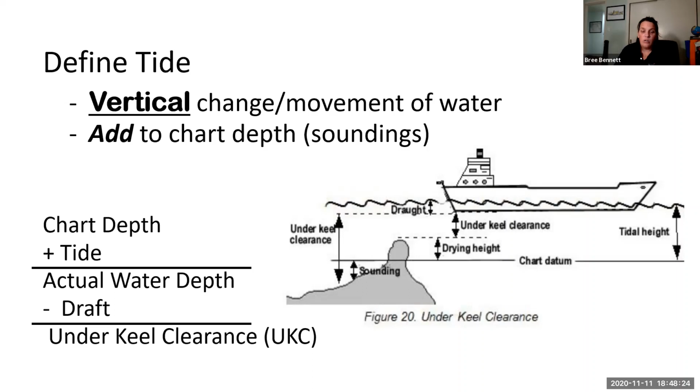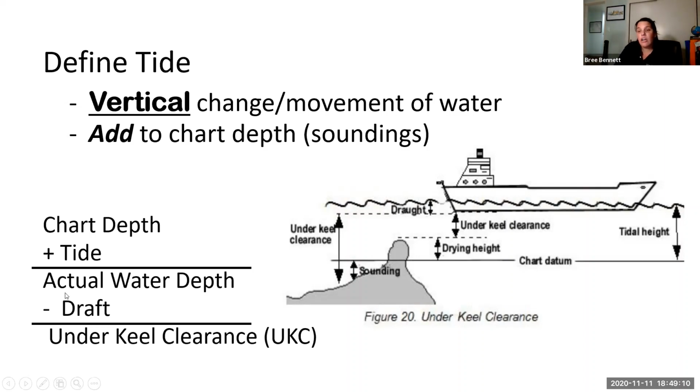So when we look at this calculation here, we have our chart depth, and then we add our tide. So say our chart depth is 10 feet, we add a 2-foot tide, and we have actual water depth of 12 feet. Then we have to minus our draft. So the draft is from the water line to the keel. So what is submerged in water? Do we have a deep draft? Are we concerned, or is it a pretty shallow draft? Depending on what type of boat you're on, you'd have different drafts.